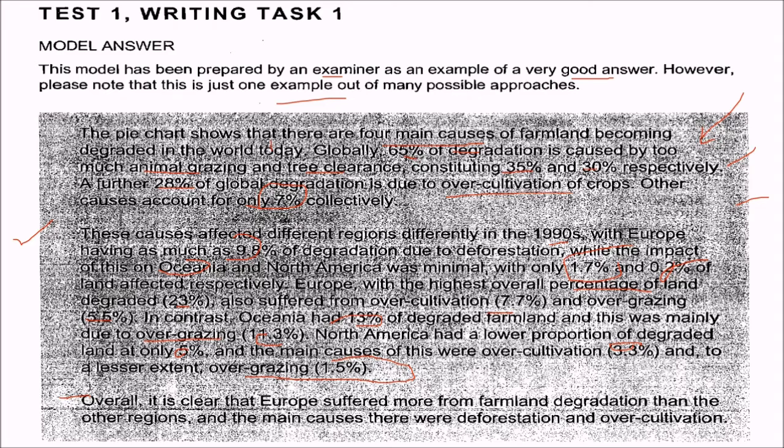Then you need to conclude that overall it is clear that Europe suffered more from farmland degradation than the other regions, and the main causes there were deforestation and overcultivation.